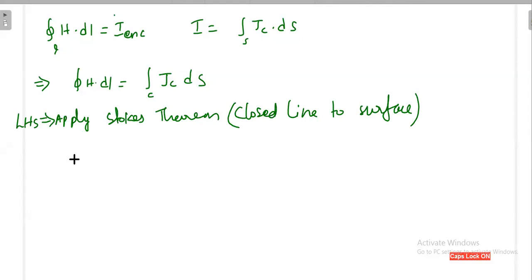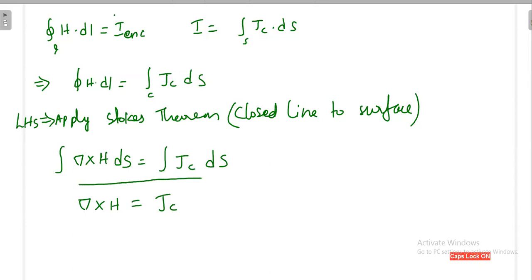Once you apply Stokes' theorem, a closed line integral becomes an integral over an open surface, not a closed surface. So the integral of del cross H dS equals the integral of Jc dS. Both sides are surface integrals, so you can remove the integral. Finally you will get del cross H is equal to Jc.